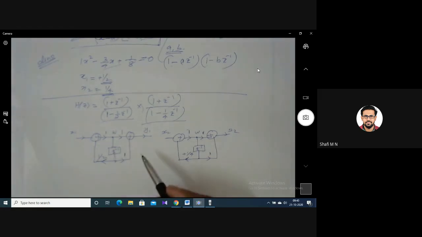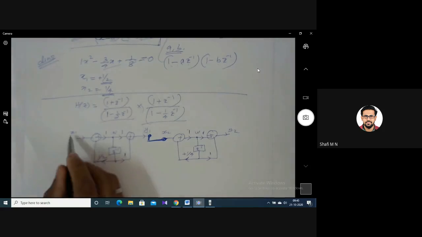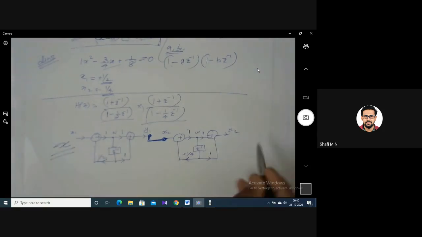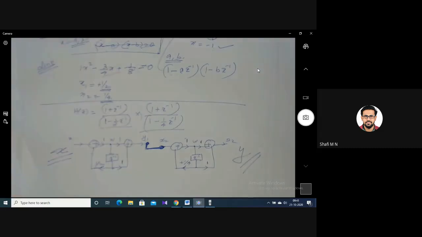And what is cascade form? What do you have to do? To get the final answer, what should we do? Just connect. Connect the output of the first stage to the input of the second stage. You do this connection. That's it. This is called cascading. So this is your final input X and your final output Y. Easy, isn't it? The only thing is to do this split up.